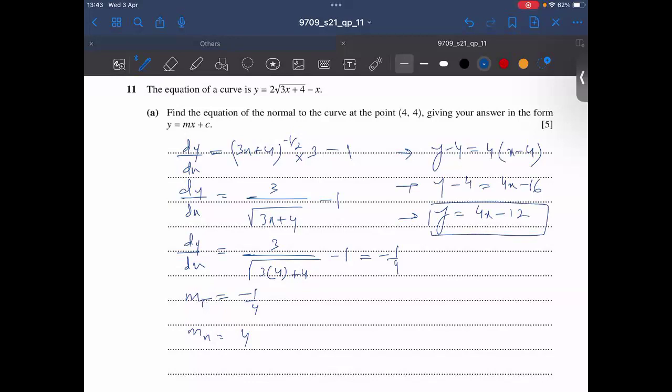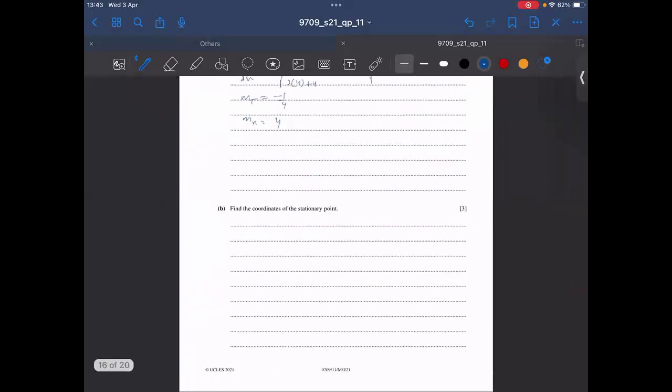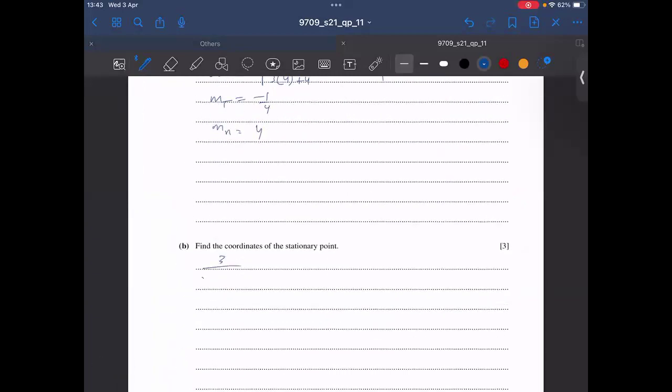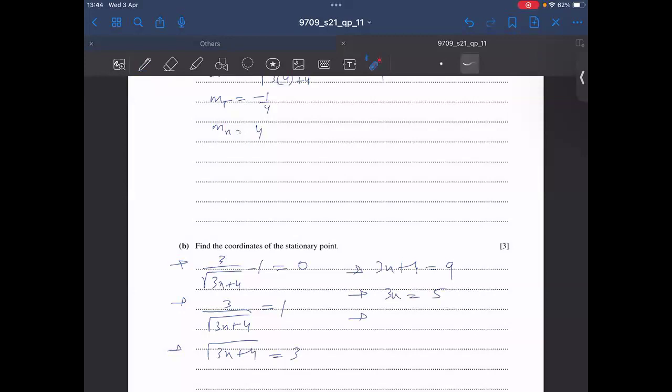Yes, sir. Okay. Find the coordinates of the stationary point. So 3 over the square root of 3x plus 4, minus 1, equals 0. The value of the gradient function is going to be put equal to 0. So 3 over the square root of 3x plus 4 equals 1. So the square root of 3x plus 4 equals 3. So you're going to have 3x plus 4 equals 9. No, because you're not taking the square root. It's already a square root, just squaring it on both sides.